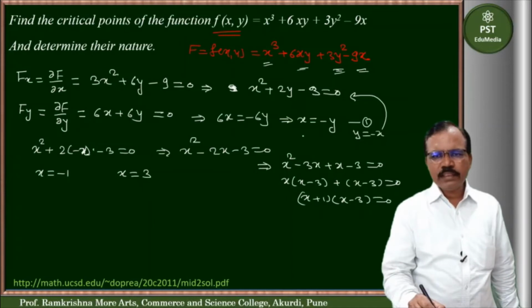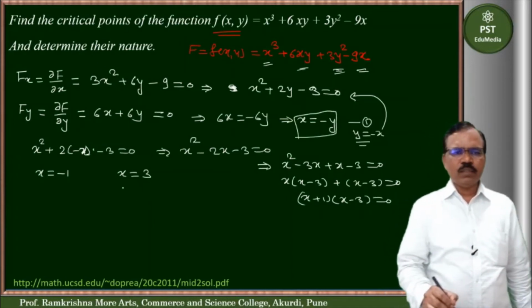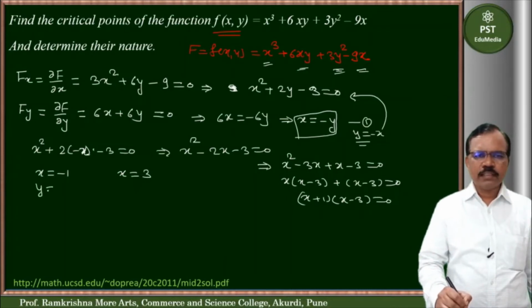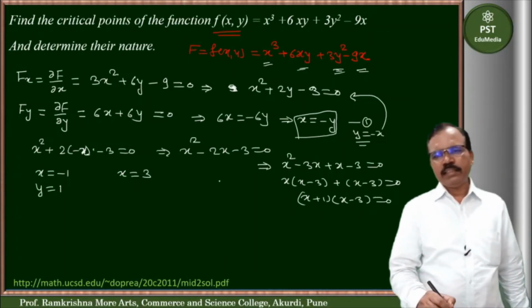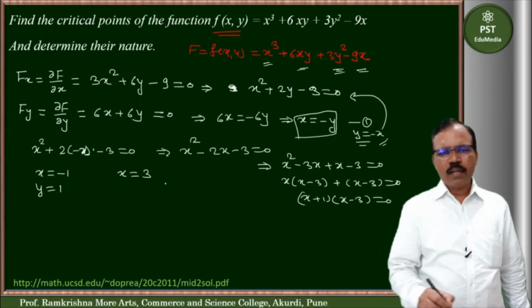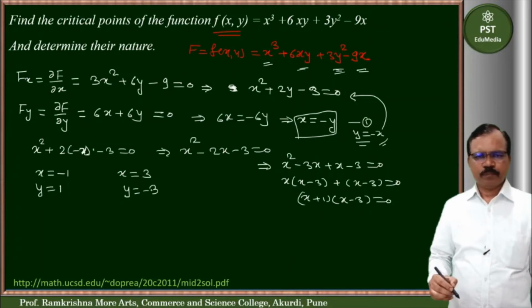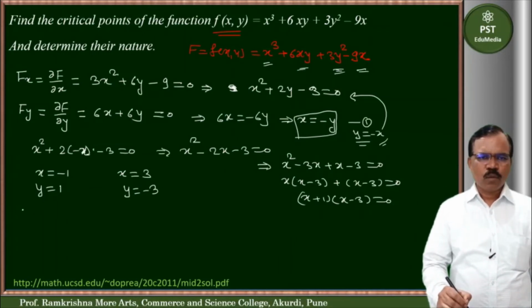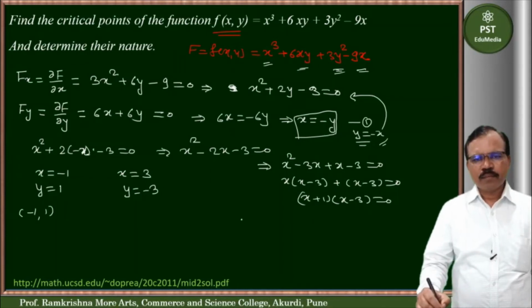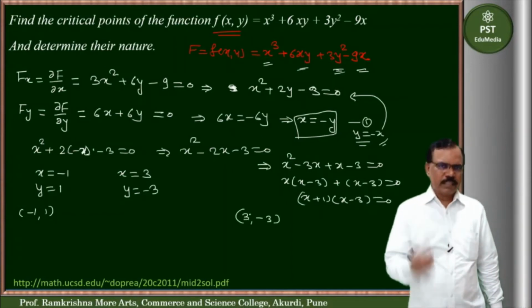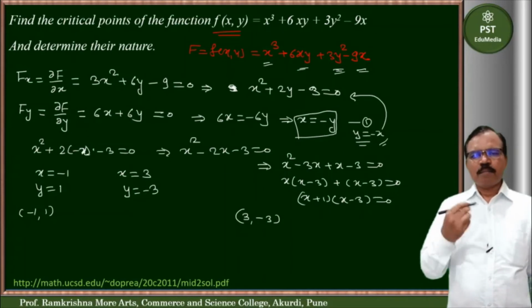Now if x is equal to minus 1, then what is y? I will get y is equal to 1. And if x is equal to 3, I get y is equal to minus 3. So we have 2 points: minus 1, 1 and 3, minus 3. Now we'll check whether these points are minimum or maximum.